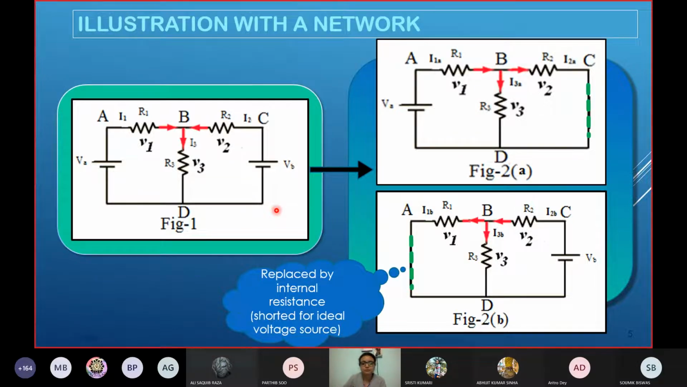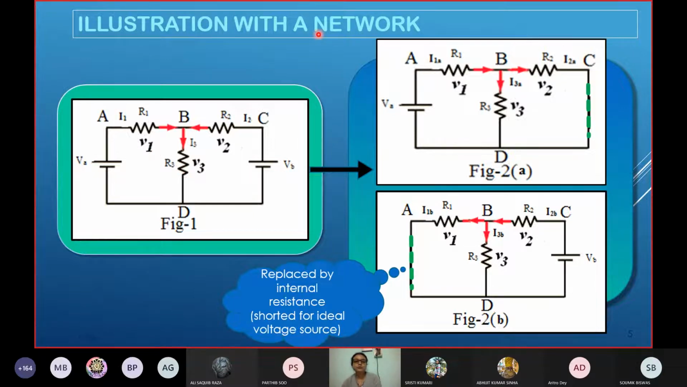It's a simple network we have taken here. Two sources have been considered, VA and VB, and three resistances are connected: R1, R2 and R3. The branch voltages are V1, V2 and V3 across R1, R2 and R3 respectively. The current flowing through R1 is I1, through R2 is I2, and through R3 is I3. So we need at least three ammeters to measure I1, I2, I3 and voltmeters to measure V1, V2, V3.